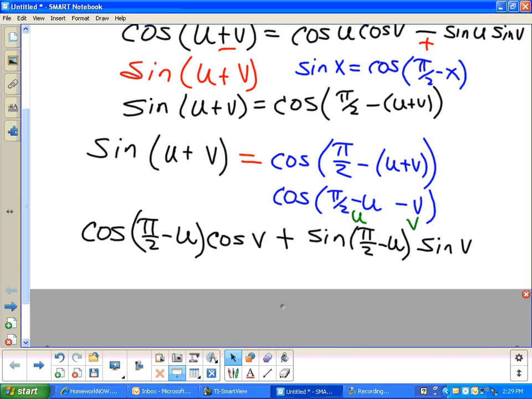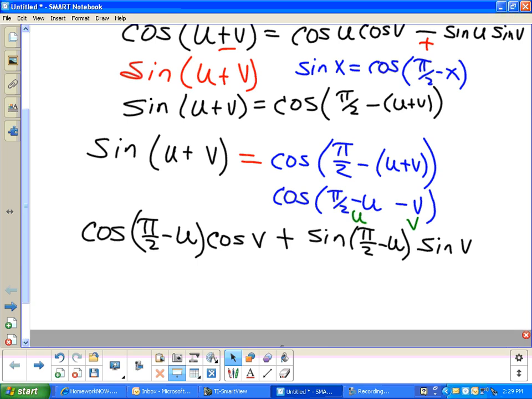So that's not formula, right? Reverse the formula, plus sine pi over 2 minus u, first term is pi over 2 minus u, second term is v, sine v. One more step and we're done, and you'll have the formula.